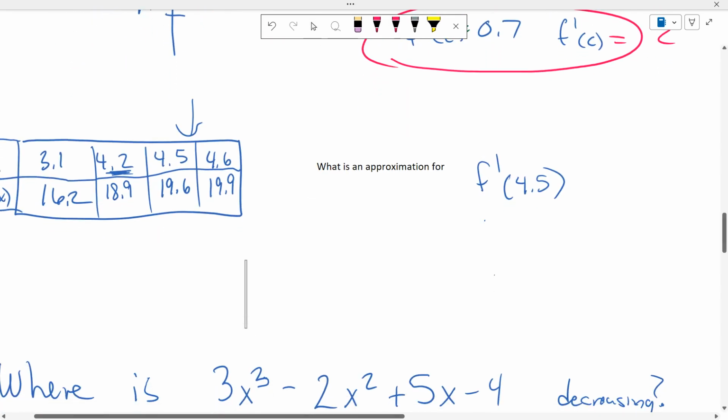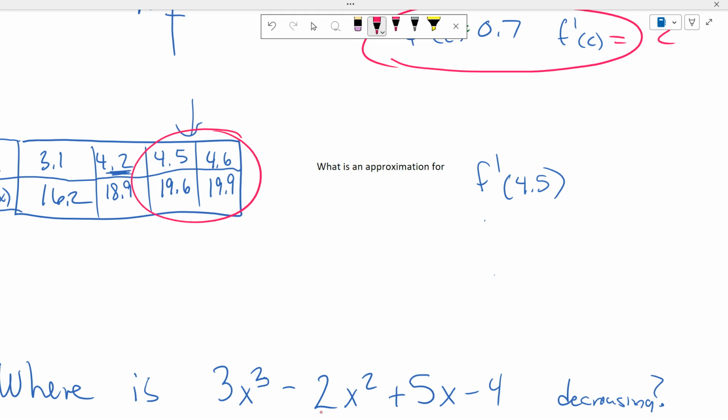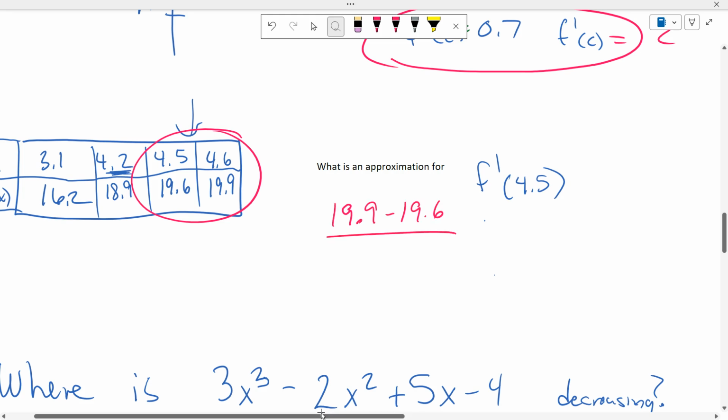What's the approximation for that slope? What I would do is just take these two numbers right here. Now, if it was 4.6 on this side and 4.5 or 4.4 on this side, then I would use 4.6 and 4.4. But because it's here, use the closest two. So this would be 19.9 minus 19.6 over 4.6 minus 4.5, which is 0.3 over 0.1, which is 3, right?